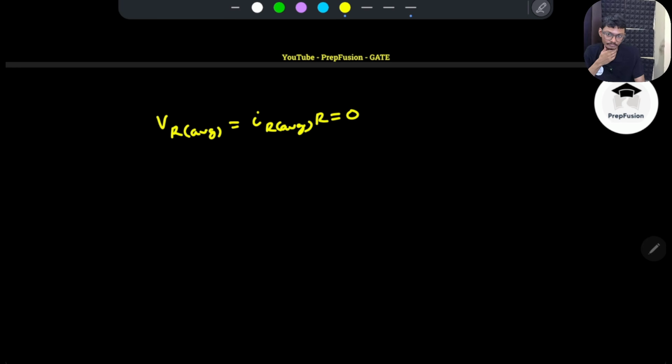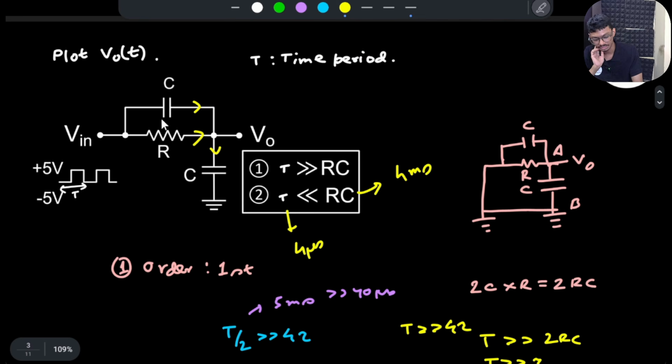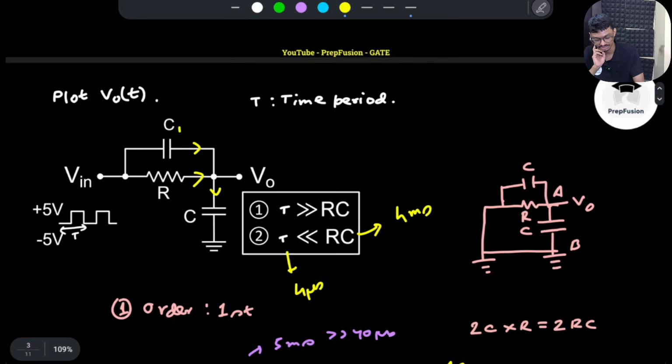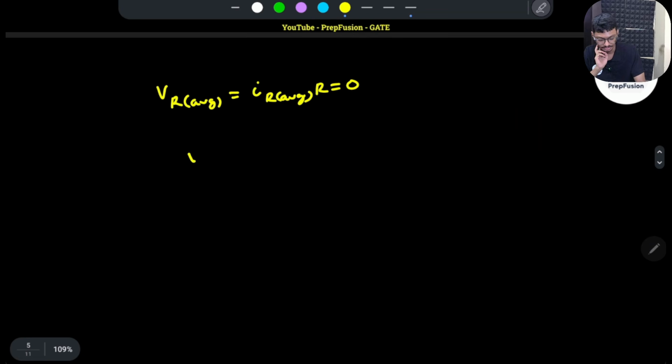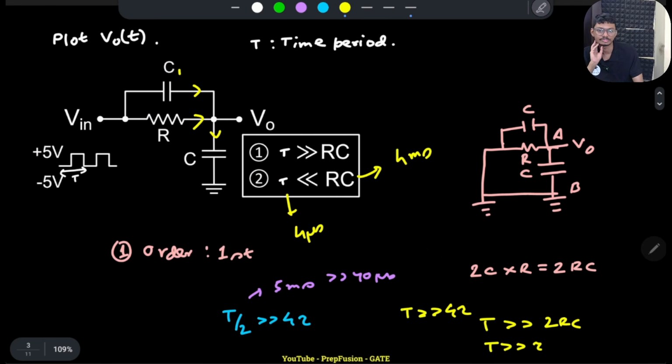If the average current across the resistor is 0, what will be my resistor average voltage? It will be average current into average resistor, so this will be 0. And if the average value of the voltage across the resistor is 0, that means the average value of the capacitor voltage, because it is in parallel, this capacitor, let's assume this as C1, this VC1 average also will be 0. Now what about your VC2?